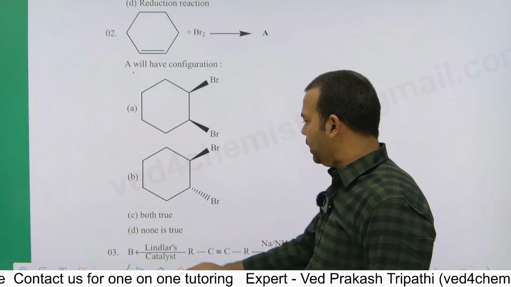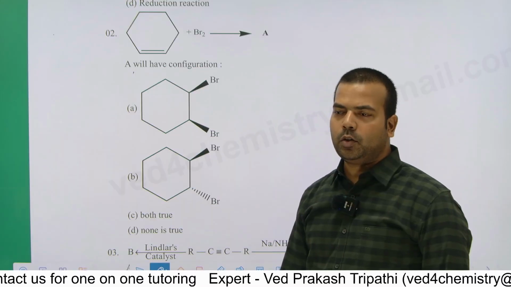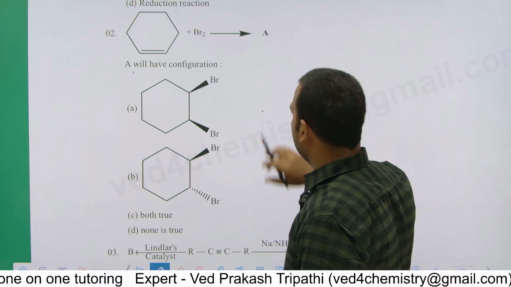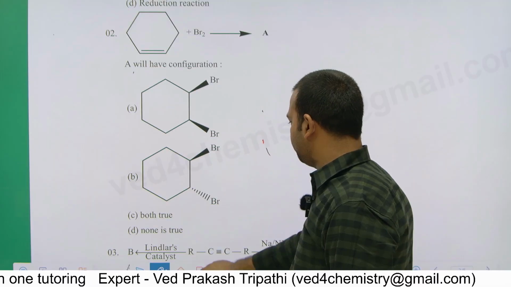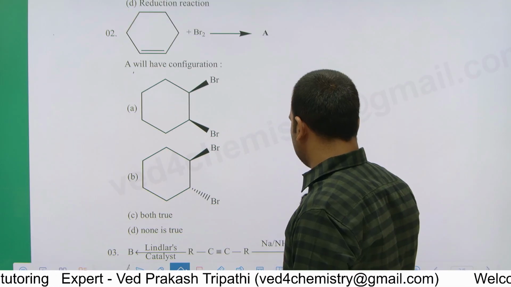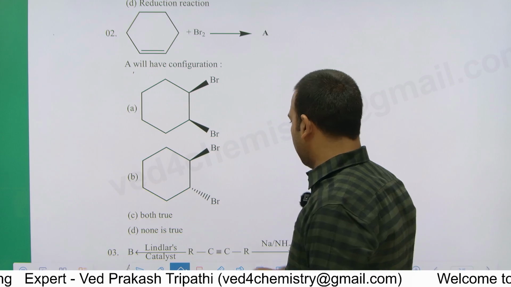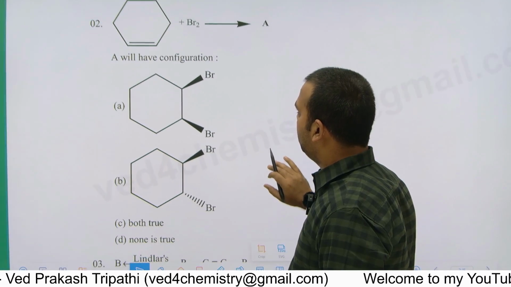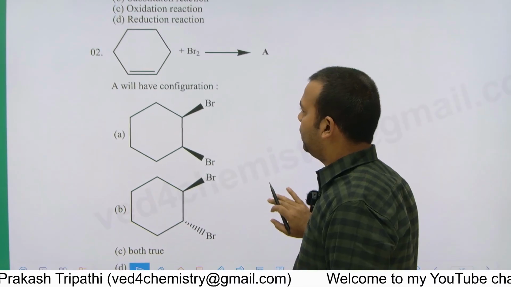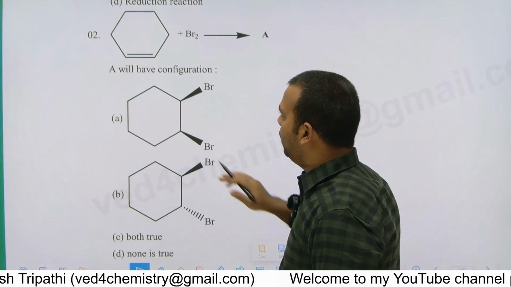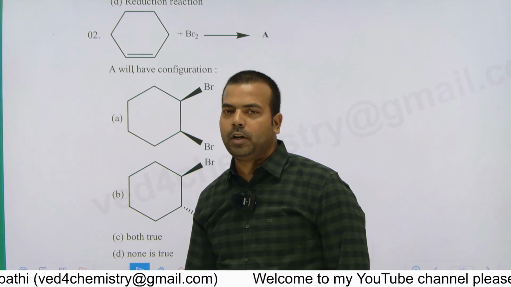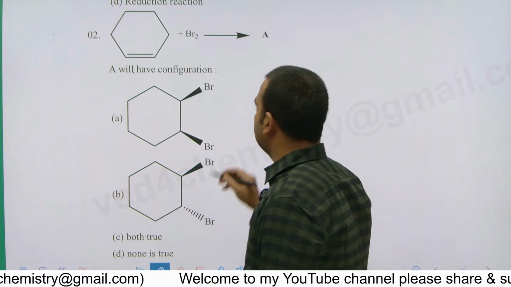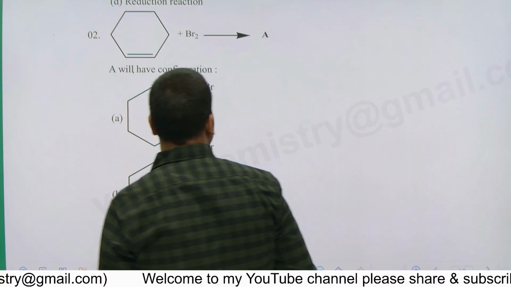Now the second question. We have an alkene and it is treated with Br2. So we all know Br2 gives anti-dihalogenation. Anti-dihalogenation means both bromines add on opposite sides. Clear? Both bromines attach on the double bonded carbons on opposite sides. So what does it mean? It means the product should be like this.